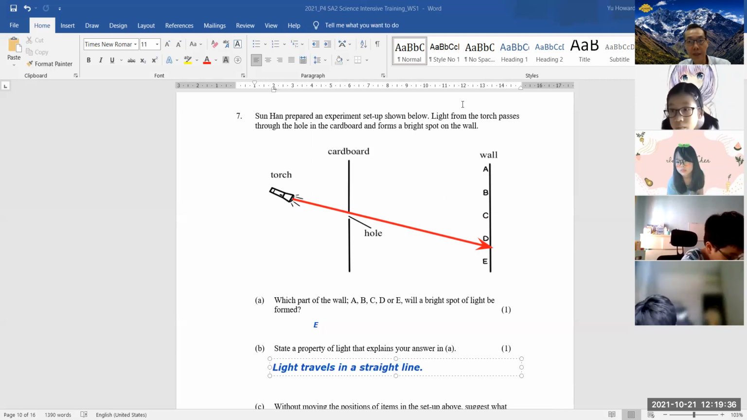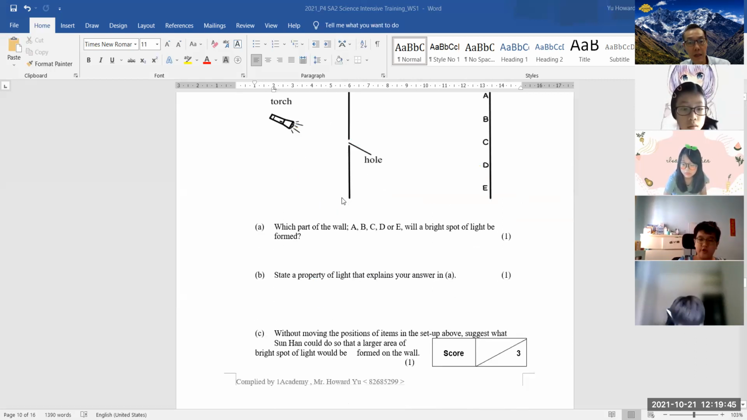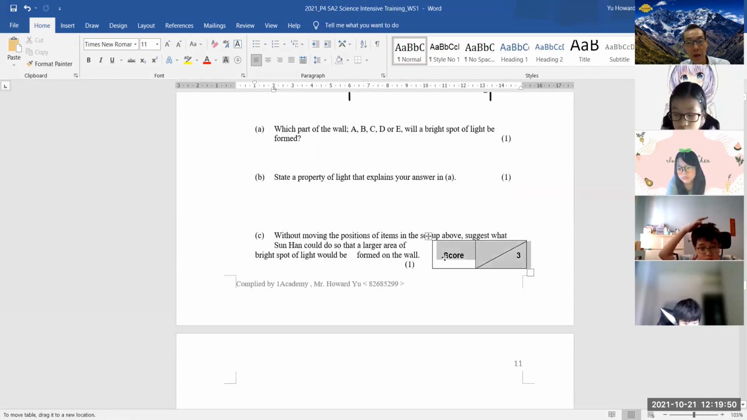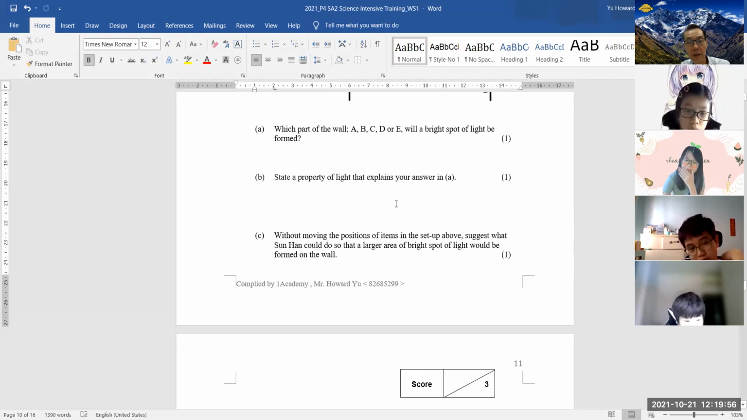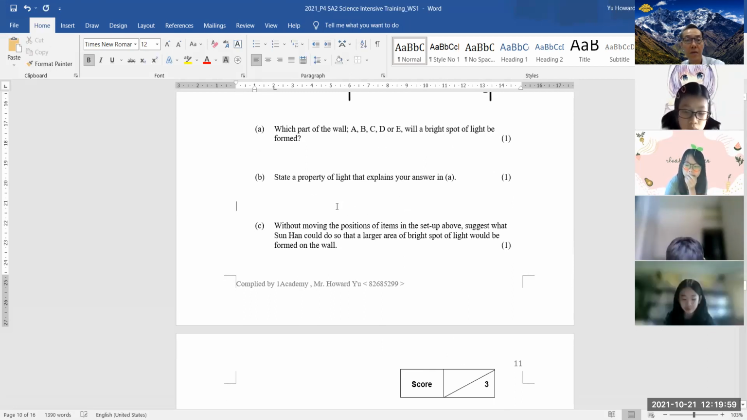Okay, then next question. Jude, can you read the question? Without moving the positions of items in the setup above, suggest what Sanhan could do so that a larger area of bright spot of light would be formed on the wall. Jude, I think you've done this question before, so don't say the answer. I want to test other students. Jia Yi, what do you think is the answer?